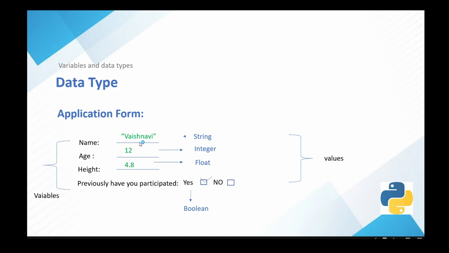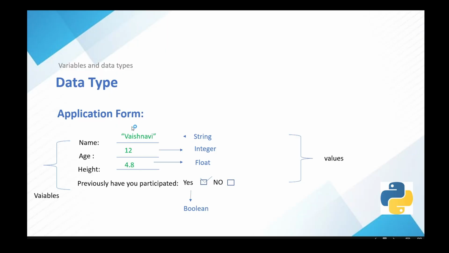Name Vaishnavi is the value which is stored in the name variable. 12 is the value which is stored in the age variable. 4.8 is the value which is stored in the height variable. Yes is the value which is stored in the previously have you participated or not variable.